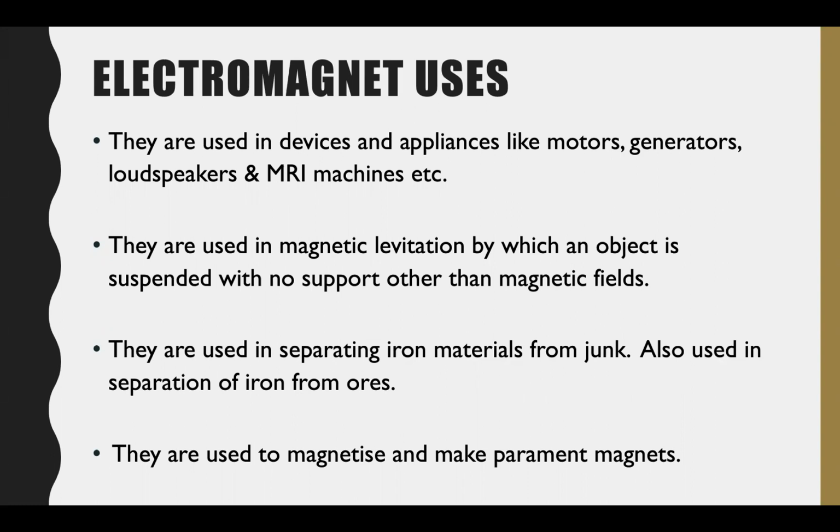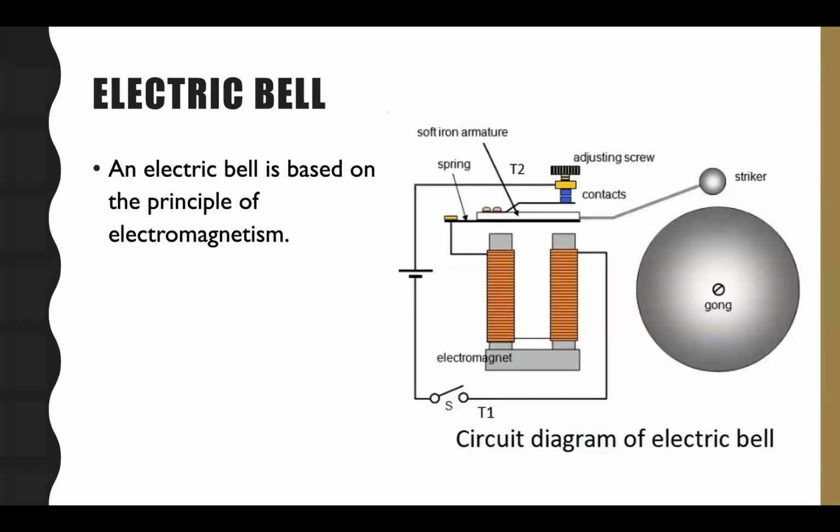In cranes there is an electromagnet to separate the iron materials from the junk, and electromagnets are also used for the separation of iron from their ores. They are used to magnetize and make permanent magnets. Understood? And the most common use of electromagnet is the electric bell, or you can say the doorbell.